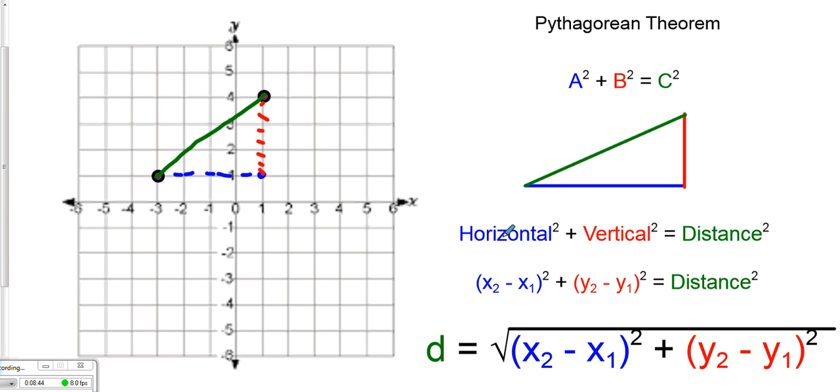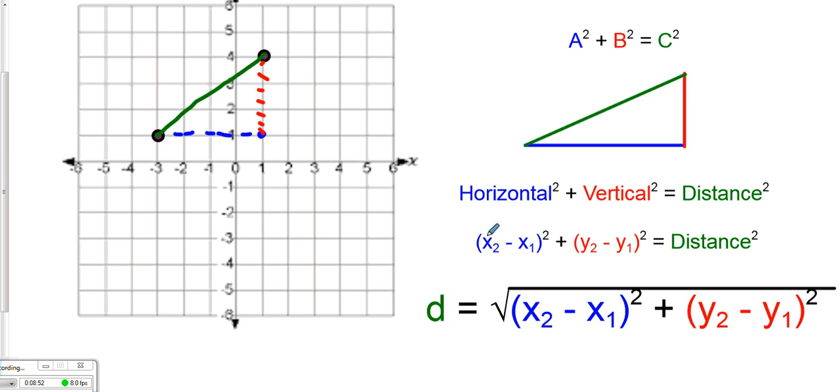So again, horizontal distance squared plus the vertical distance squared equals our distance squared. You can simplify that by saying the second x value minus the first x value, squared, plus the second y value minus the first y value, squared, equals our distance squared.